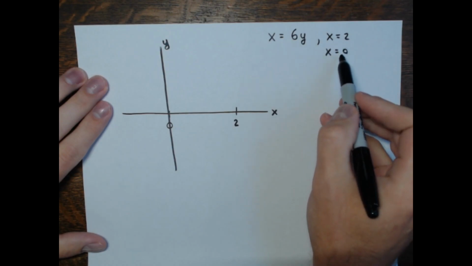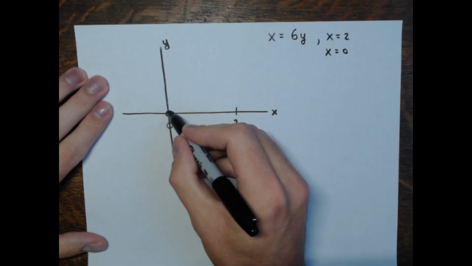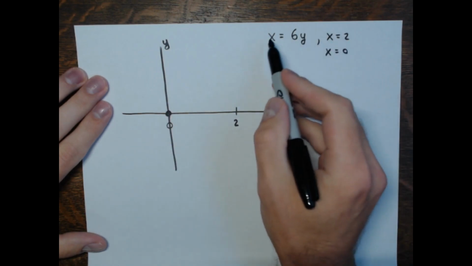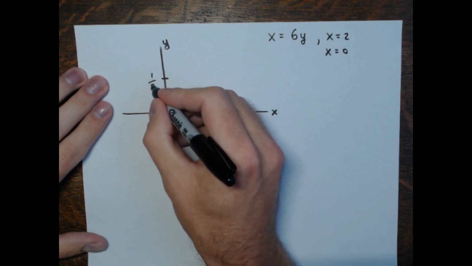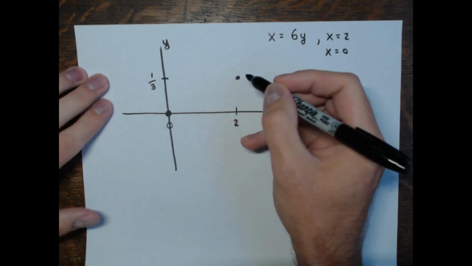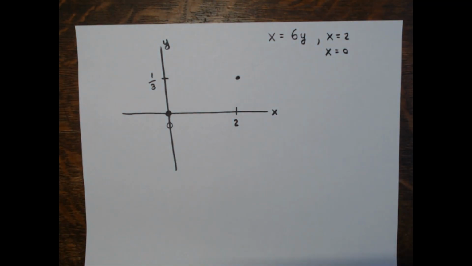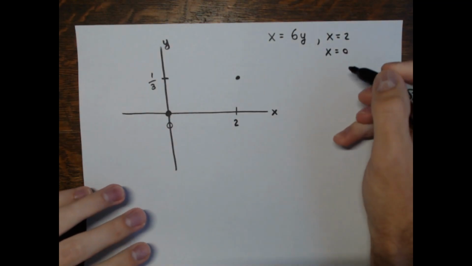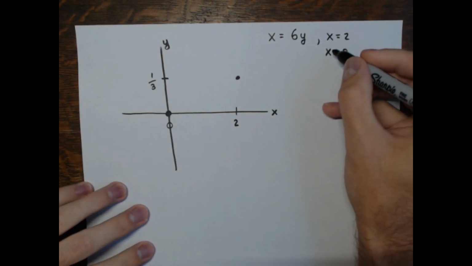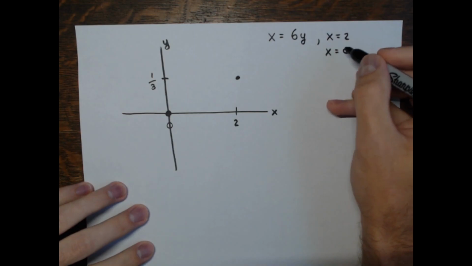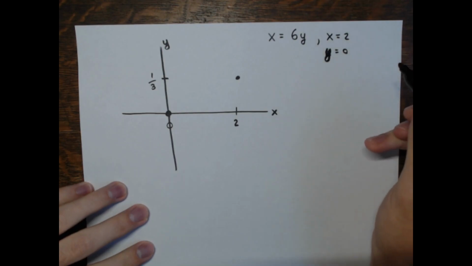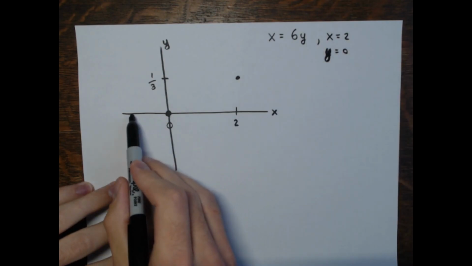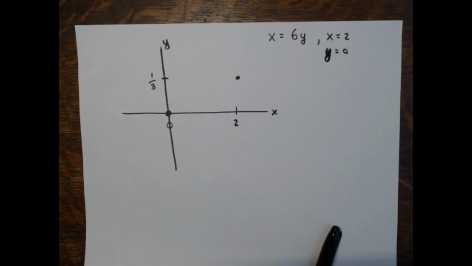When x is 0, y would have to be 0. And when x is 2, y would have to be a third. You have to point to 1/3 on this. Oh, and y equals 0. Sorry, it's x equals 2 and y equals 0. My apologies. So y equals 0, that's the x-axis.